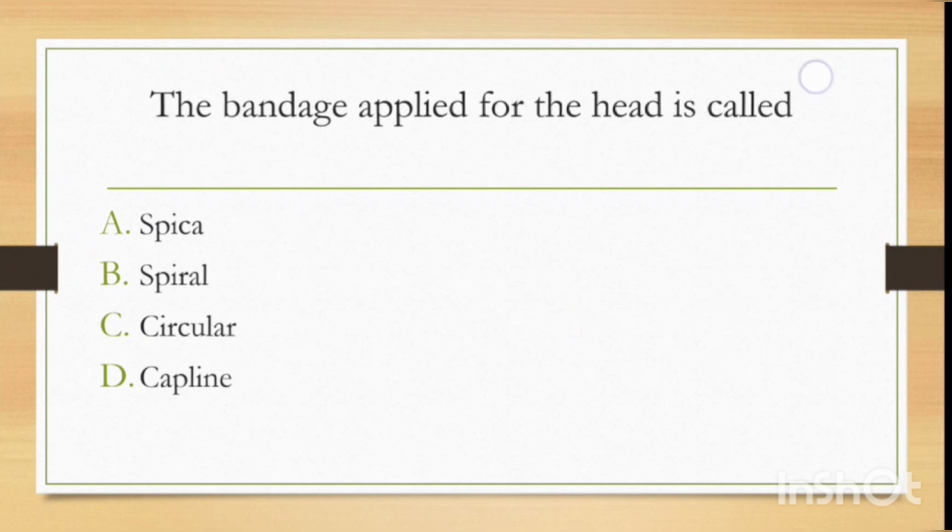It guards about the cardiac output of the patient and the renal function of the patient. The bandage that is applied on the head is called as Kaplan bandage. That is, spica is a shoulder bandage, spiral is a wrist bandage, and circular is a circumferential bandage. So the answer is Kaplan bandage.